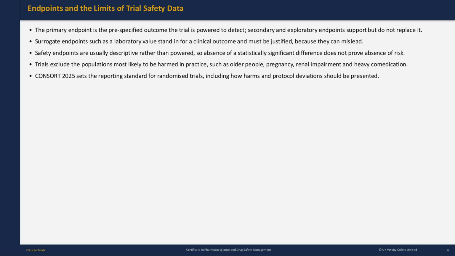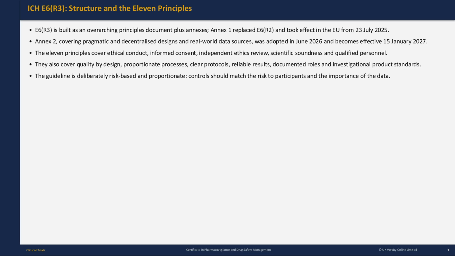Trials exclude the populations most likely to be harmed in practice, such as older people, pregnancy, renal impairment, and heavy comedication. ICH E6R3, Structure and the 11 Principles.